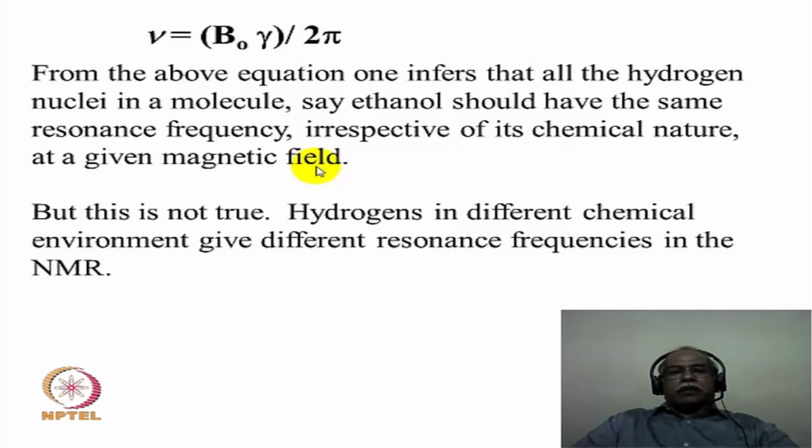Now, from the above equation, one infers that all hydrogen nuclei must come at the same frequency. For example, if you consider all the hydrogen nuclei in a molecule, gamma is essentially the same for all of them, and the B0, which is the applied magnetic field, is also the same. So, all the hydrogens in a molecule should essentially confine to a single frequency which is governed by this equation. But we know that this is not true, because different hydrogens in a molecule come at different frequencies. Hydrogens in different chemical environments give different resonance frequencies in the NMR.